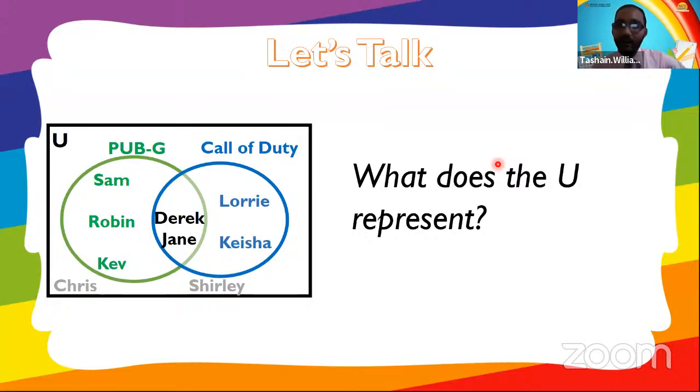Wow, I see a mixture of responses. So again, I'm using my pointer to highlight the U I'm referring to. It's in the top left-hand corner of my rectangle. So we see two answers popping up. Some persons are saying universal set, while some persons are saying union. I wonder who is correct. As we proceed through this presentation, you will become more enlightened as to what this U represents. Let's try another.